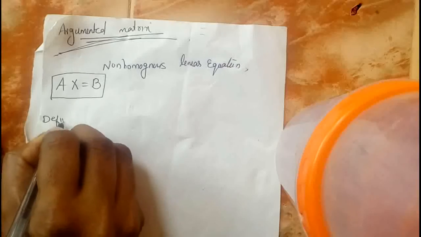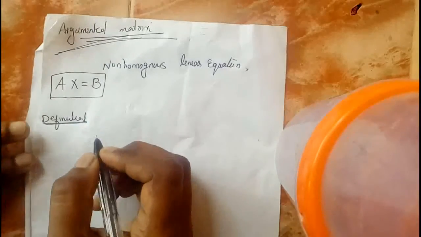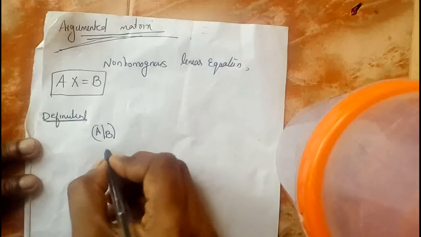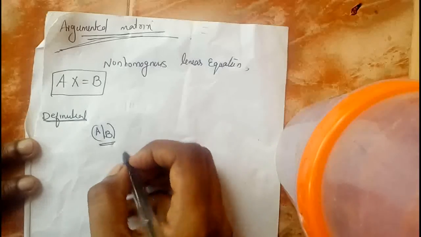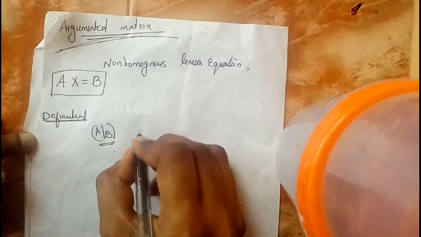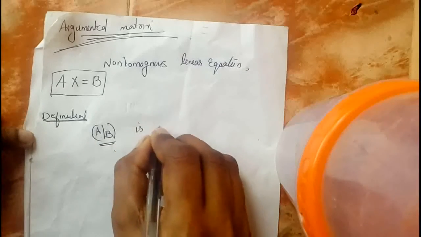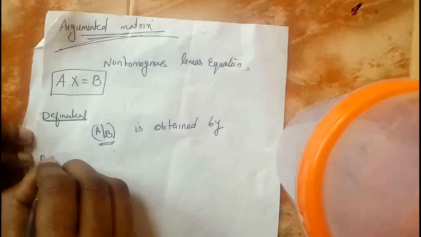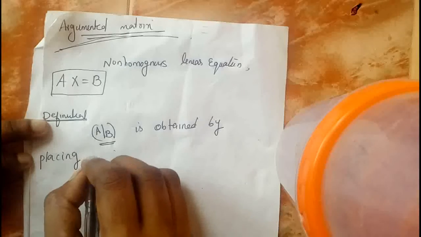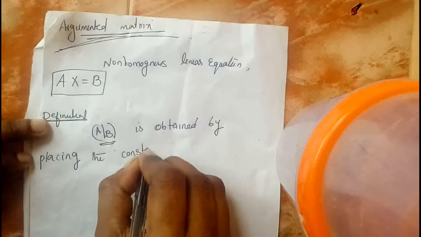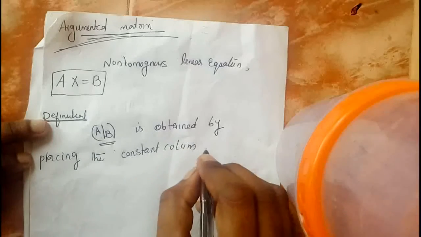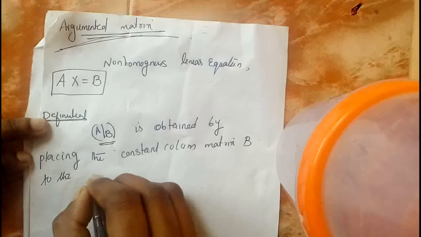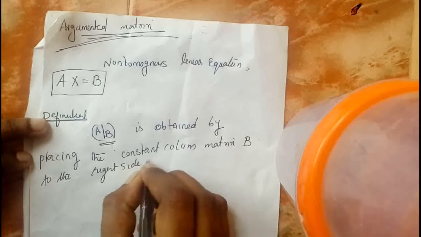Now the actual definition of the augmented matrix. The augmented matrix, denoted by A|B, is obtained by placing the constant column matrix B to the right side of A.